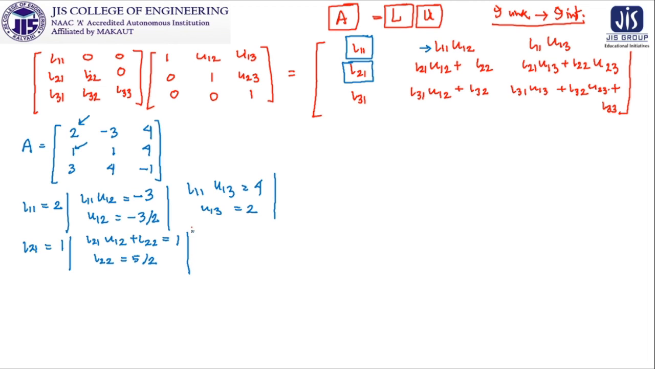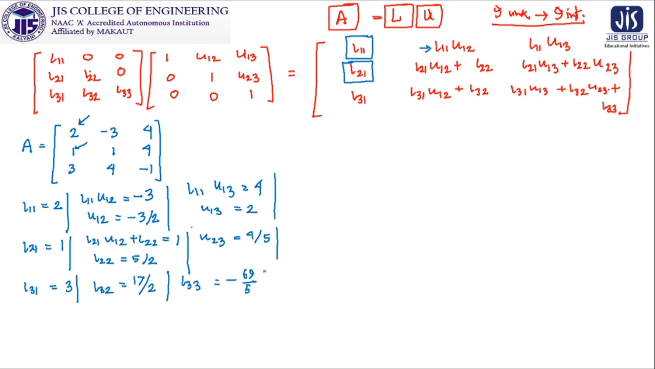And similarly, we can get U23 from the 2 3 position, because it is second row third column, U23, we will get it as 4 by 5. And similarly, we can get L31 as 3, we can get L32 as 17 by 2, and we will get L33 is equal to minus 69 by 5.